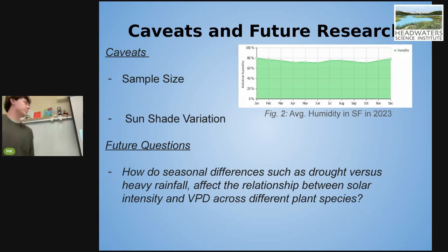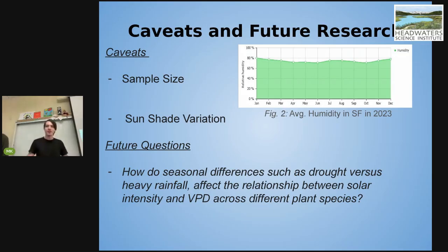Okay, so now I'm just going to talk about some caveats and things that we would potentially research in the future. First of all, one of the main things that we would like to change in the future is increasing our sample size for all of the species we measured, and also for potentially the species that we had to cut out because there simply wasn't enough data for it to accurately represent the relationship between solar intensity and VPD.